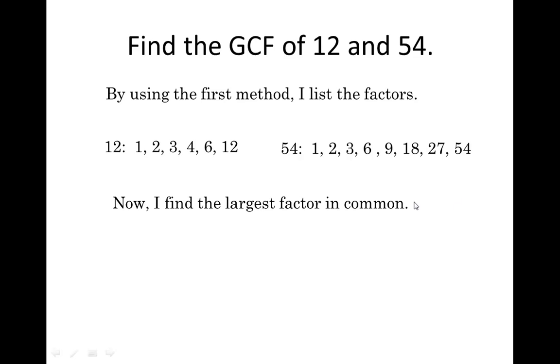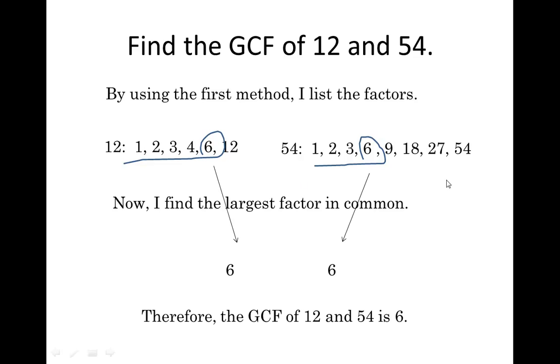So I find the largest factor that's in common. I look at 12, and 6 is the largest one in common that it has with 54. So since 6 is the largest that's in common, I know that the greatest common factor of 12 and 54 is 6.